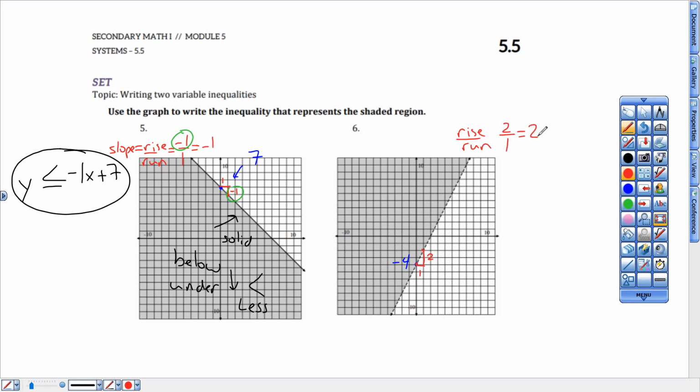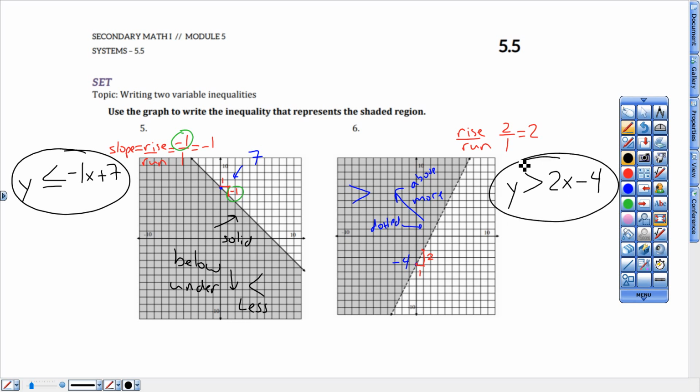And now the last part, the inequality is shading above. It's shading more above the line. That's going to be more. That's going to be the inequality more than. This inequality is going to be a dotted line, which means the equal line is not going to be there. So this inequality is going to be just plain old more than without the equal line under there. So if I put this together, y more than, and that's going to be 2x minus that 4.